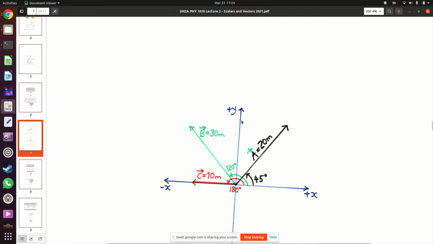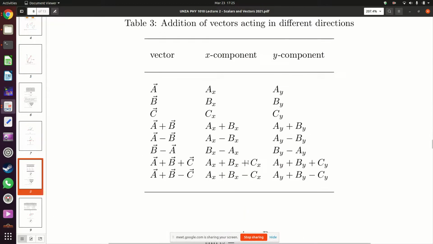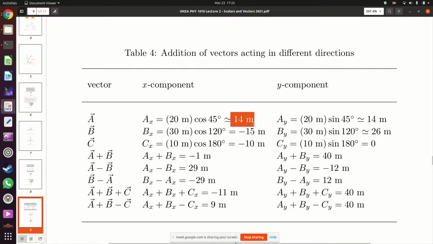It's positive. For vector a, both of them are 14 meters. So the ax is 14 meters, it's positive, so it lies along this line. Then ay is another 14 meters, it lies along that line. That's why the components are positive. Ax is 14 meters, so it's a positive component. Then ay is 14 meters.